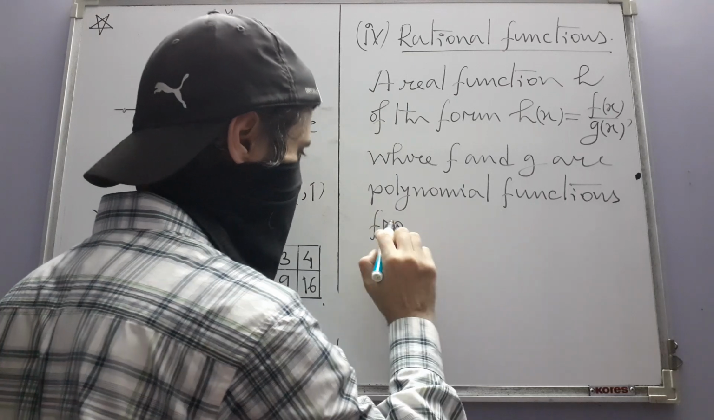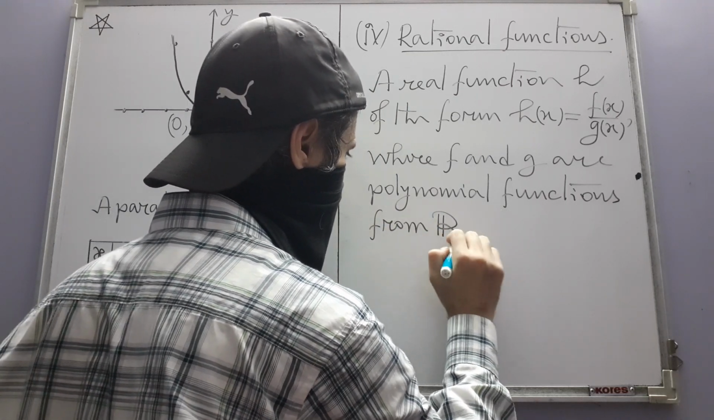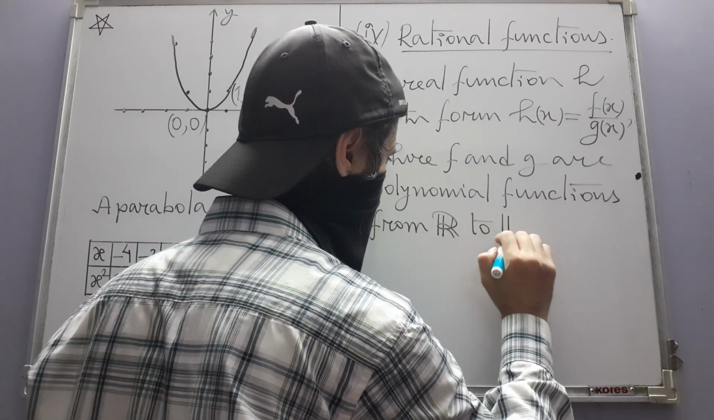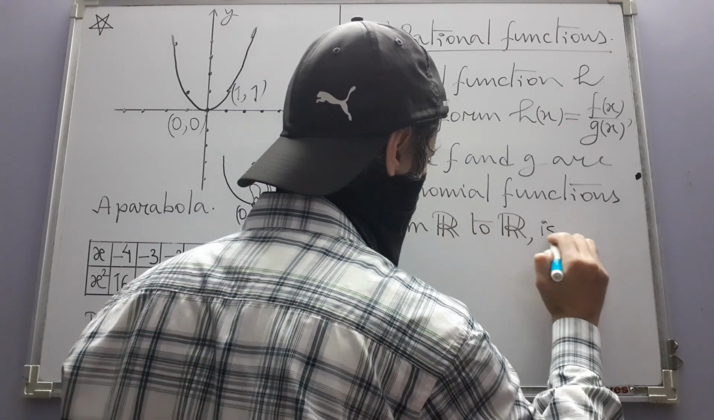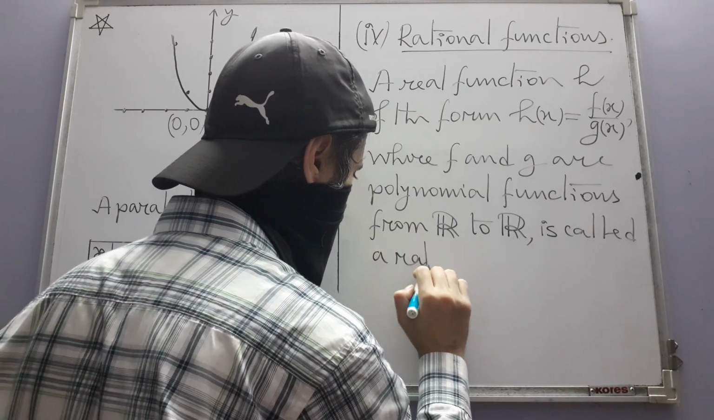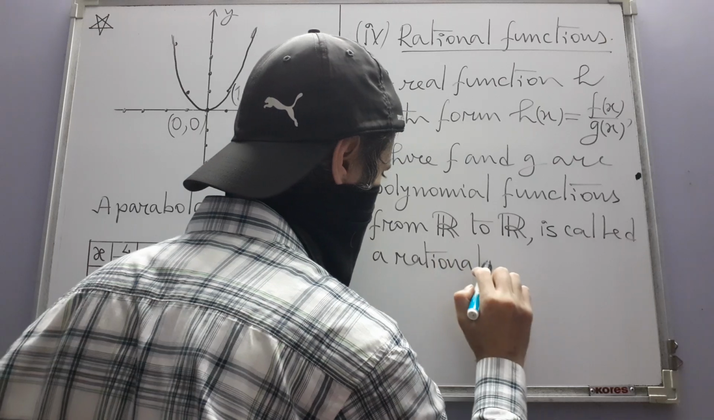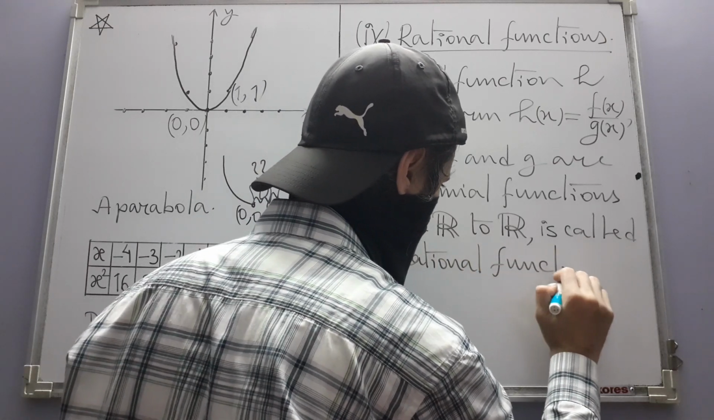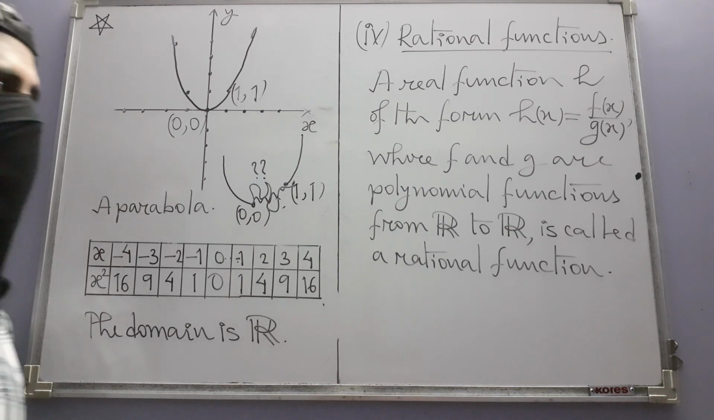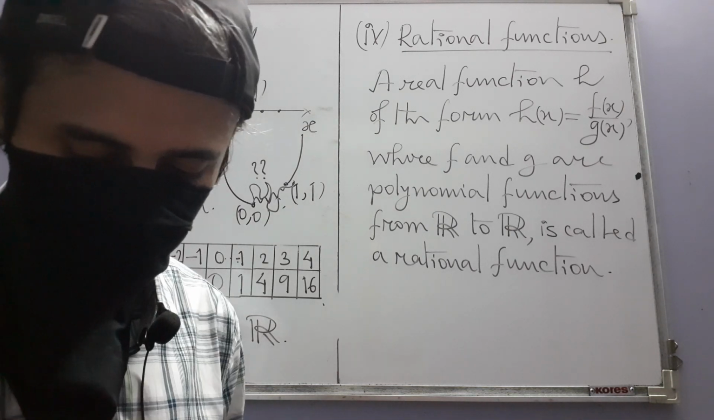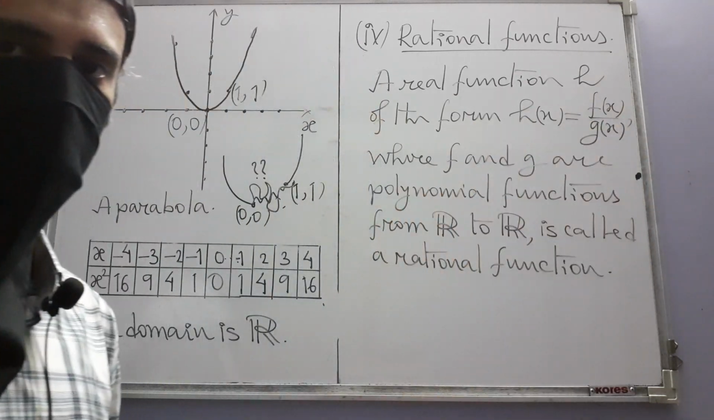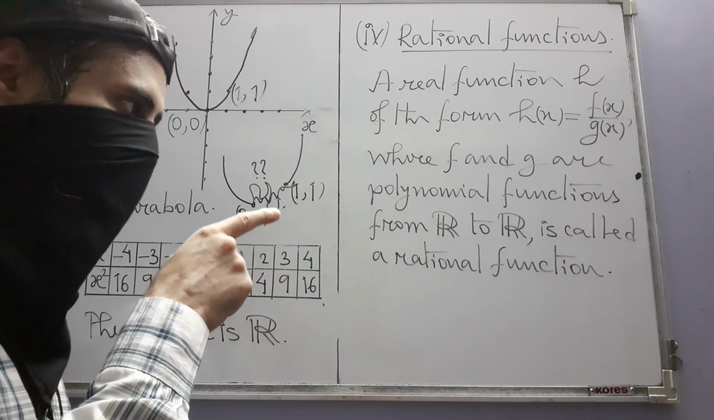From polynomial functions, meaning from R to R of course, from R to R is called a rational function. In other words, a function whose formula is some polynomial function divided by another polynomial function is called a rational function.